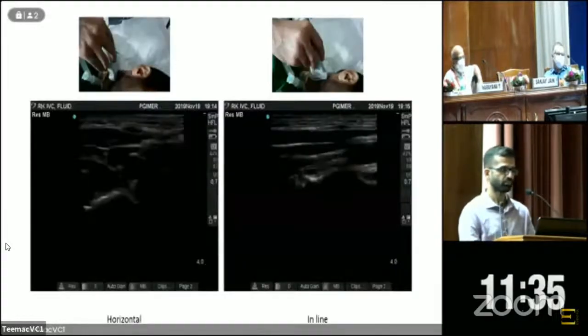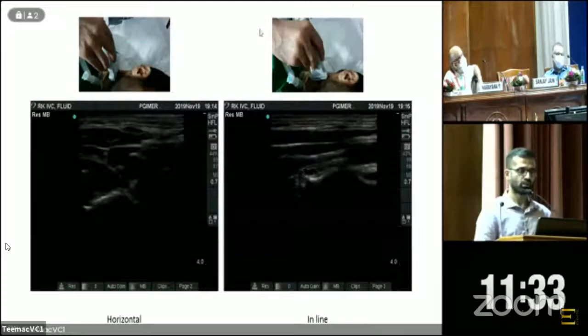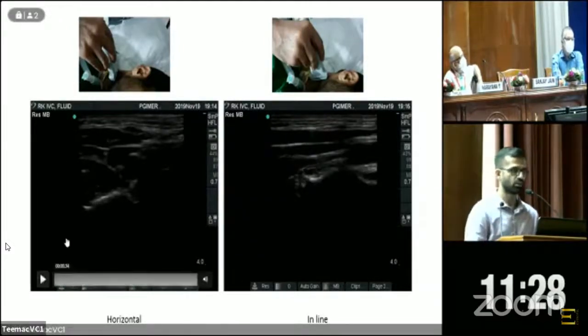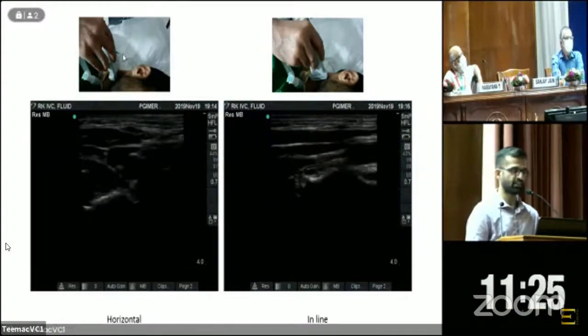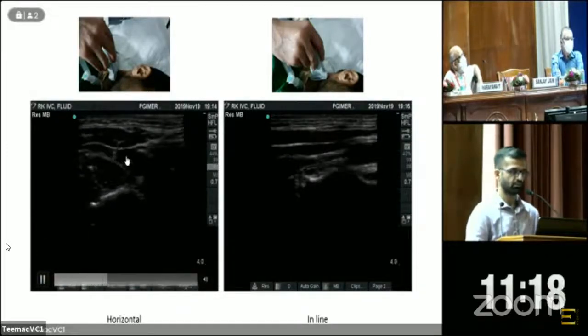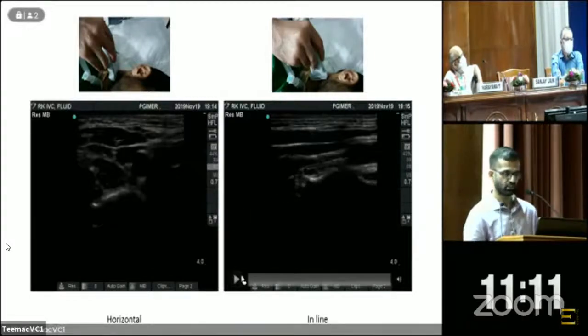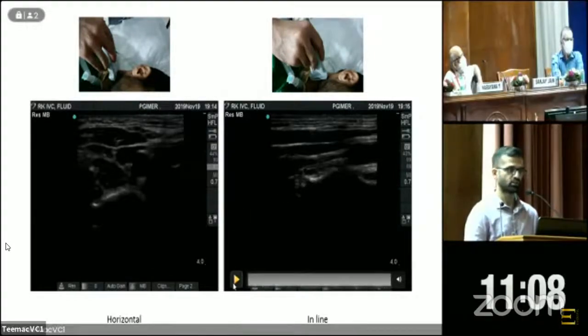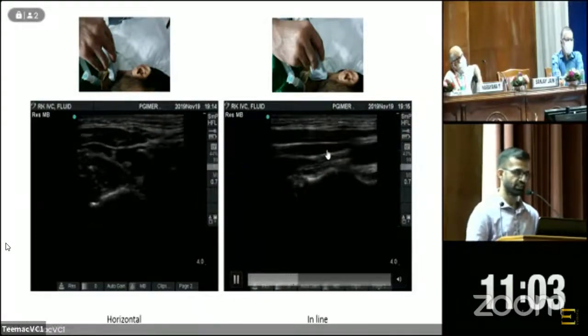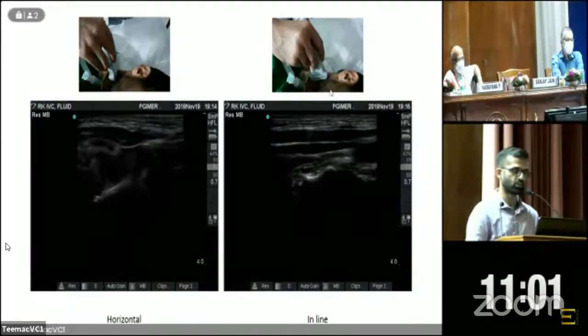vasopressors. So in this video, at the top, we are seeing two modalities by which we use ultrasound to guide central line placement. The left image indicates the horizontal placement. Here we can see the compressible structure, which is the IJV, on the horizontal axis, used to guide central vein placement. The other one is the inline or the vertical placement of the ultrasound probe. This is useful because it gives real-time guidance and it is less likely to be fraught with complication.